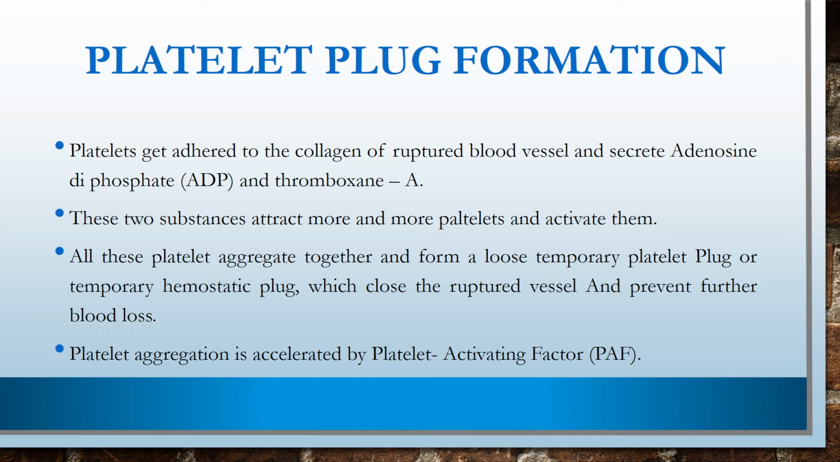So the second stage is the platelet plaque formation. We already said that when the collagen gets exposed, the platelets adhere to this collagen and get activated, and these platelets secrete adenosine diphosphate and thromboxane A. These two substances attract more and more platelets and activate them, and all these platelets aggregate together and form a loose temporary platelet plaque which may close the ruptured vessels and prevent further blood loss. So this is the second stage of hemostasis, and the platelet aggregation is accelerated by the platelet activating factor or PAF.